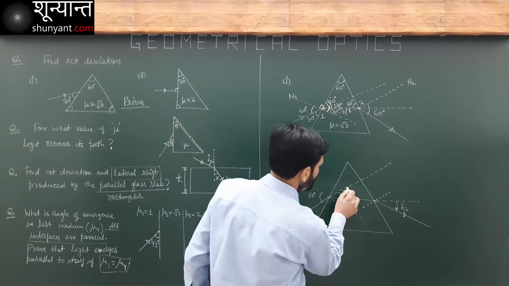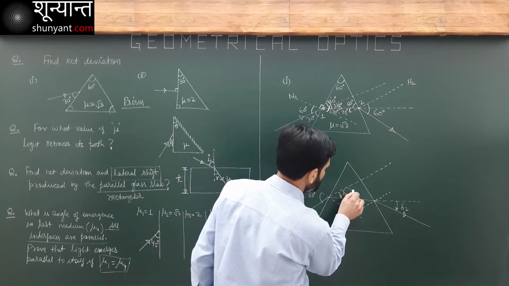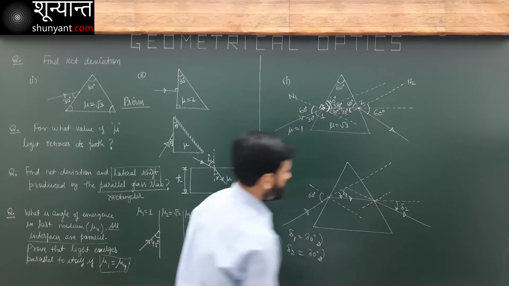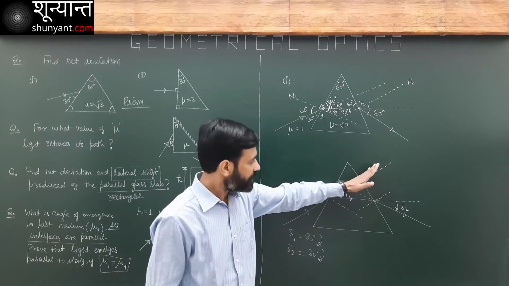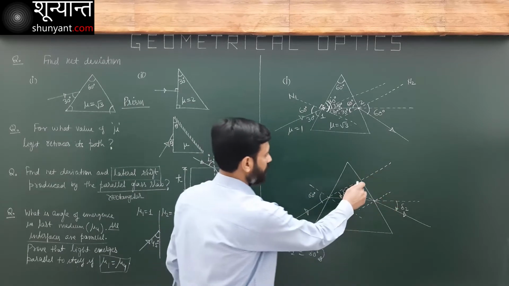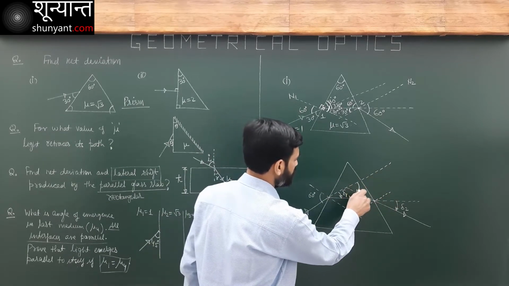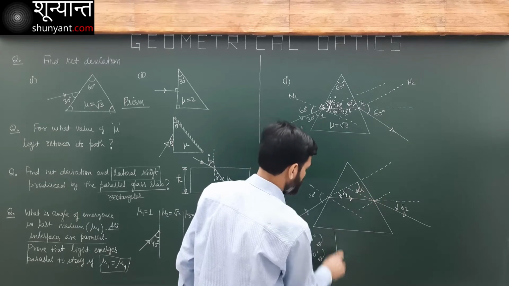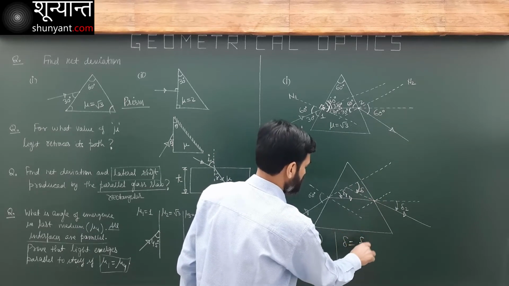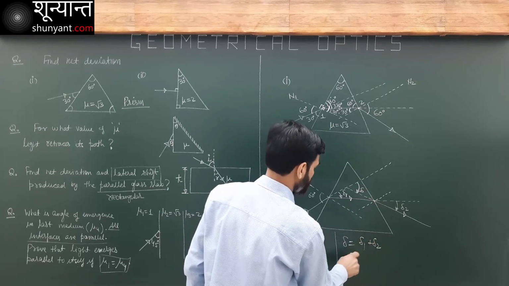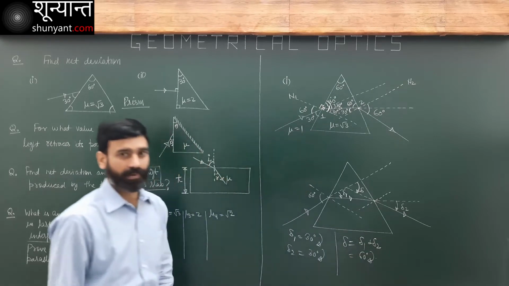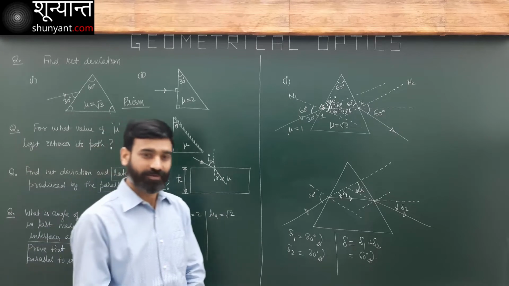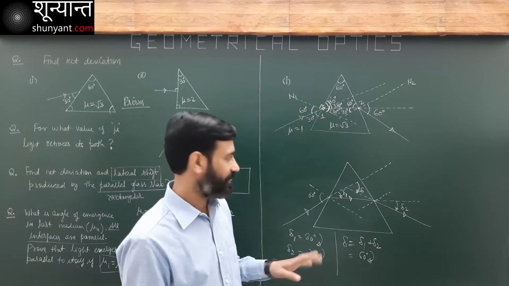Now this becomes the net deviation. This is my original direction of the incident ray. Finally, it goes in this direction. So this whole angle is delta. It will be simply delta 1 plus delta 2. It is going to be 60 degrees clockwise. That's it.